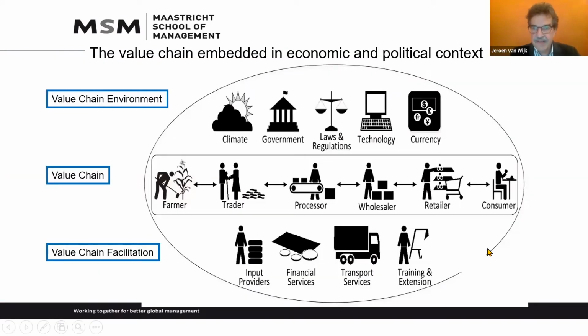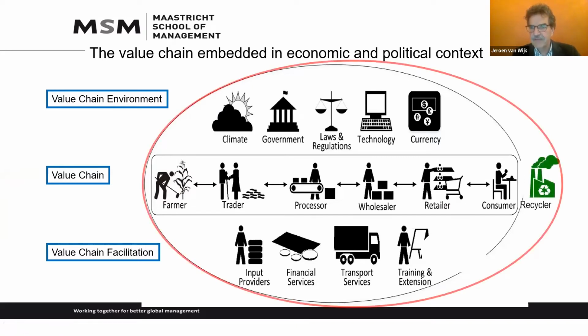Now, we use this often. I assume you have seen these types of pictures of value chains, right? This is the value chain from farmer to trader, processor, wholesaler to consumer. I'm not so happy with the ending at the consumer here, because there is also a very important phase after consumption, which is the recycling phase. Every actor in the value chain adds value, and also in the recycling phase, new value is being added, and that is important.